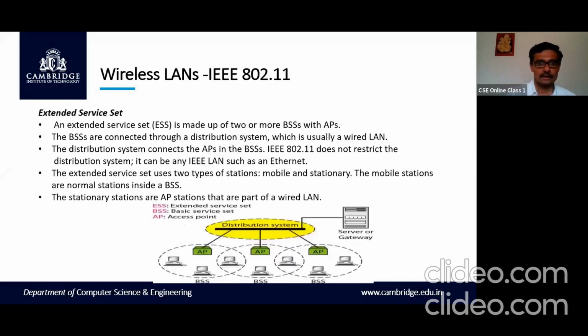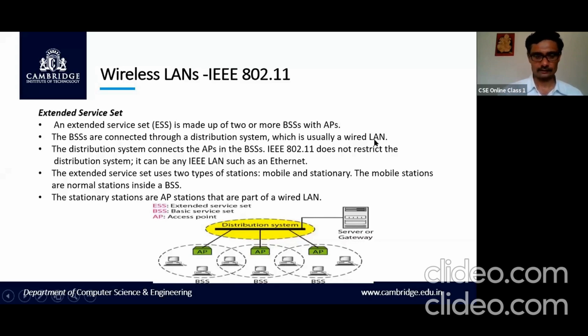Now the second one here is the extended service set, ESS. You can see in the diagram here, it is made up of two or more basic service sets with APs. The AP is mandatory here, because the AP is connected to the distributed system. You can see in the diagram there are 3 BSSs with APs, and all the APs are connected to the distributed system. That distributed system may be a wired LAN.